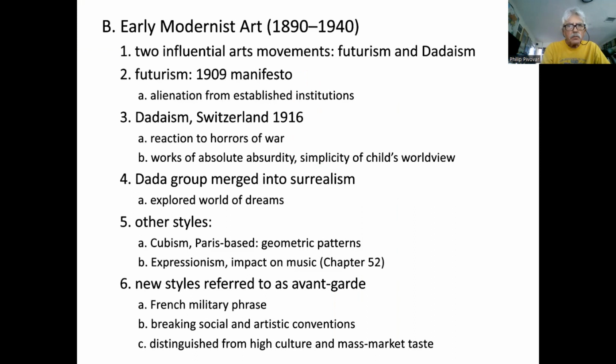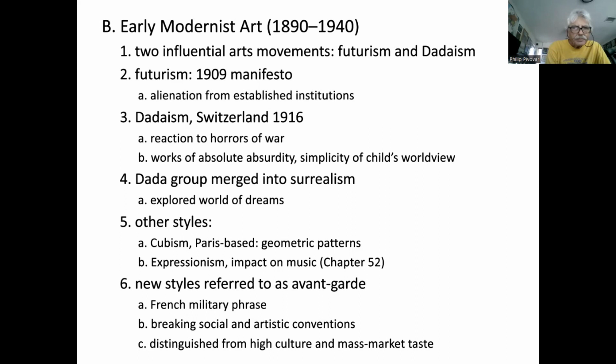So early modernist art, considered 1890 to 1940, has two influential art movements, Futurism and Dadaism. Futurism started in 1909, and it had a bizarre attitude about military and culture. They promoted things like burning all the books and tearing down libraries. It's like, what? Again, this is how scary it is how humanity can go in different directions of destructive behavior that doesn't make any sense. But maybe it does to them.